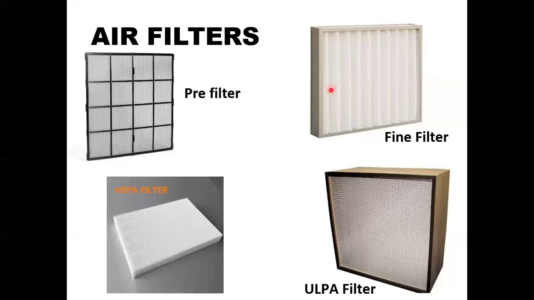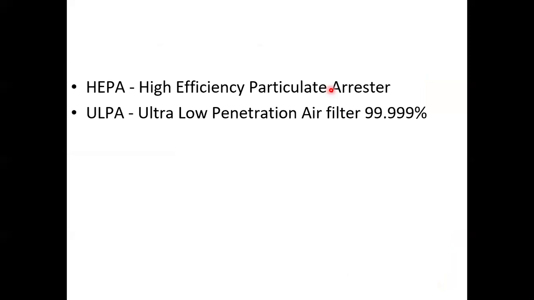And the other one is the ULPA filter. ULPA stands for ultra low penetration air filter. ULPAs are generally used in pharmaceutical industries. Here, the air filtration rate should be around 99.99%. These filters can capture particles down to 0.1 micron, submicron particle diameters. That's it. So these are the different kinds of air filters. I hope it's clear.